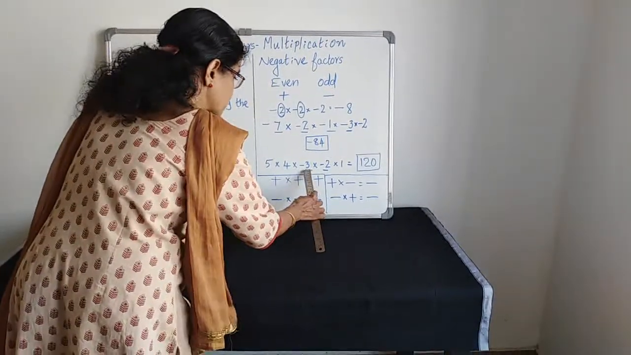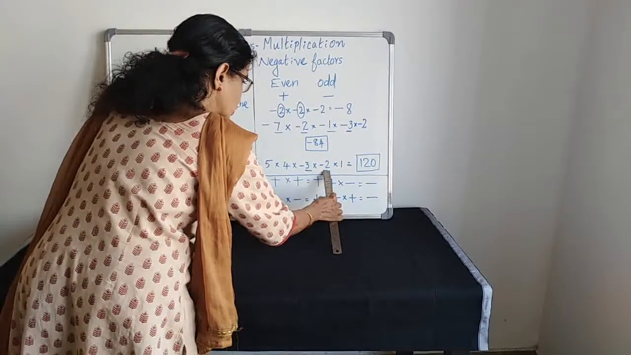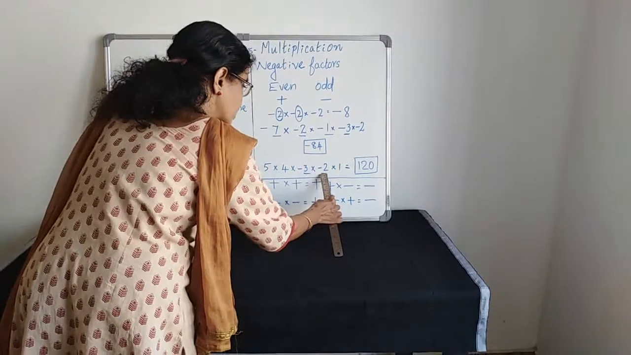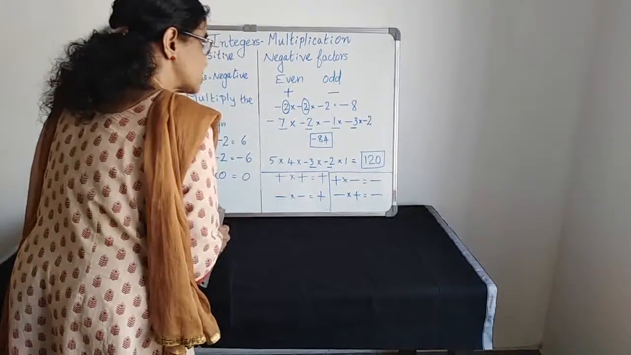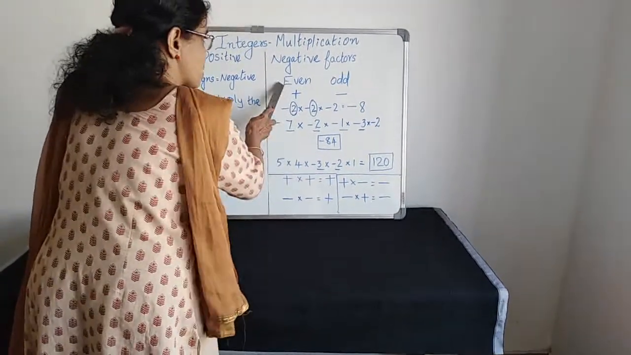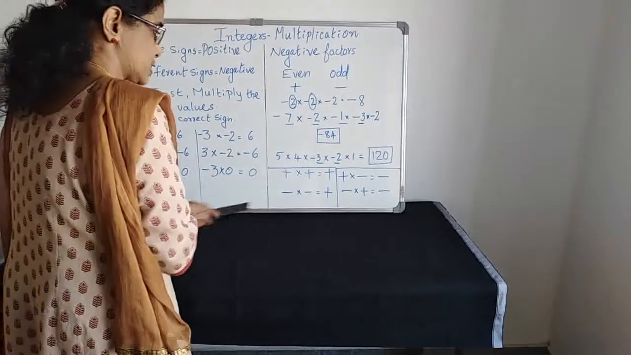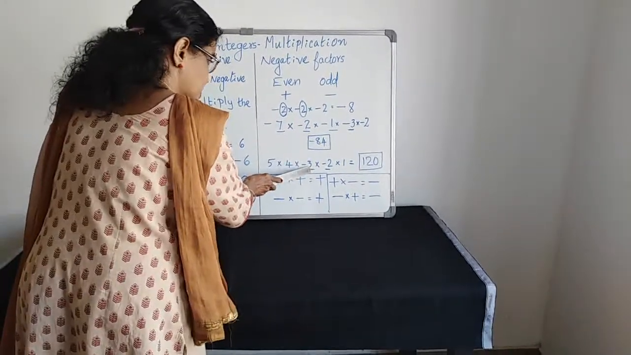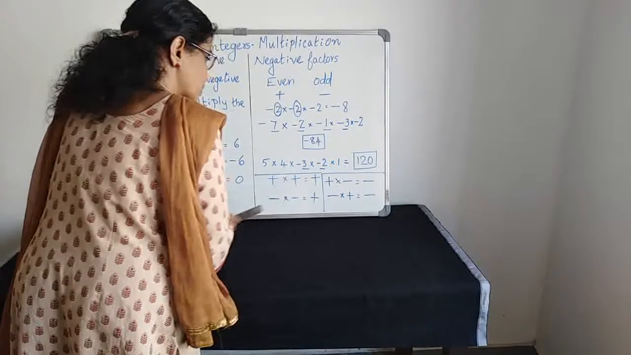How many negatives? 1, 2. There are 2 negatives. 2 negatives means 2 is an even number. Even number of negative factors, the result is positive.